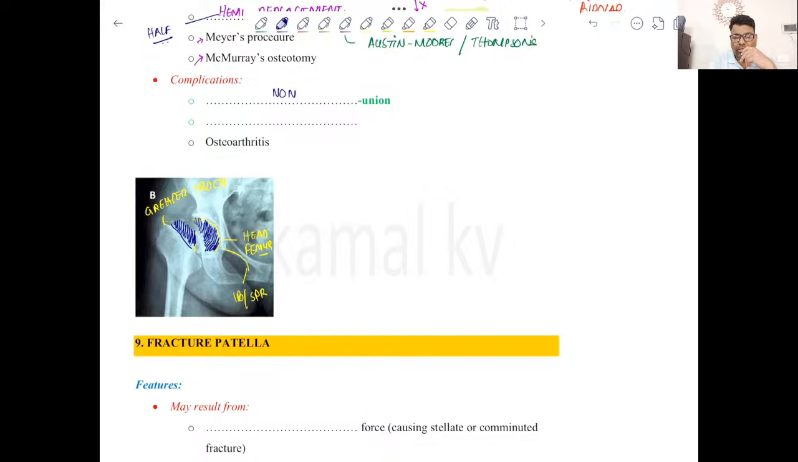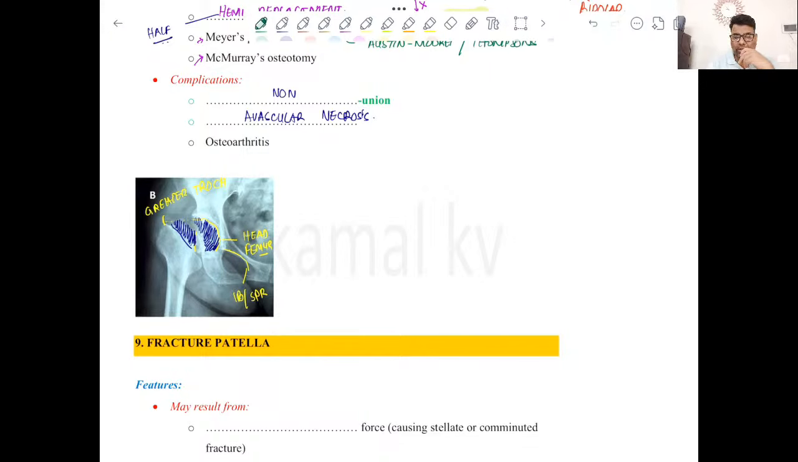And another is avascular necrosis. Sometimes there are cases which have been managed operatively. We have done ORIF, the fracture has united, but still the head of femur has gone into AVN. So this is a problematic complication with this injury.